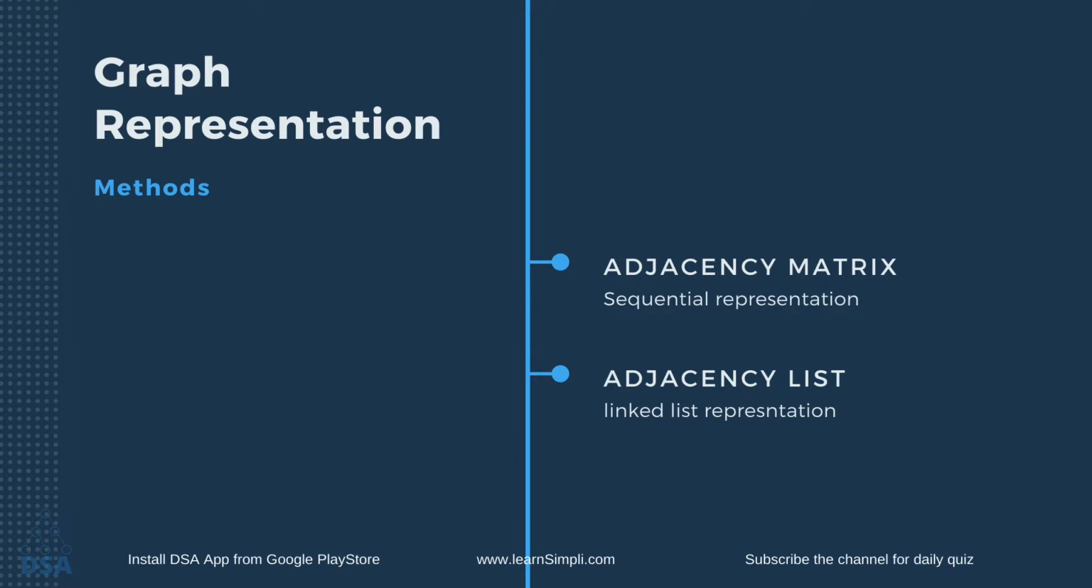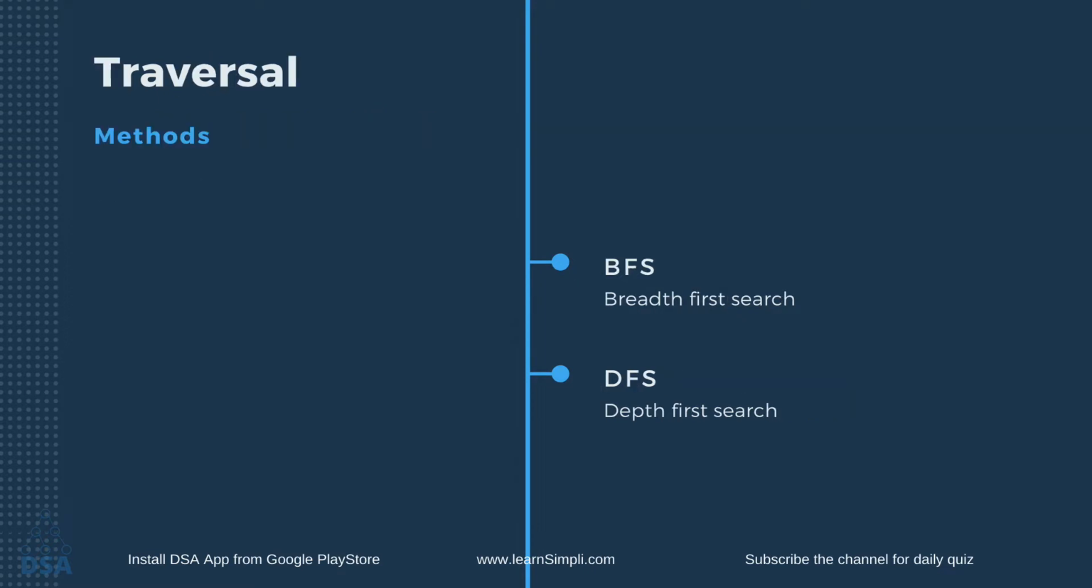And in this video, we will discuss the BFS and DFS algorithms, where BFS is breadth first search and DFS is depth first search. These are two graph traversal methods. So first we will discuss BFS. BFS is nothing but the breadth first search, also called level order search.